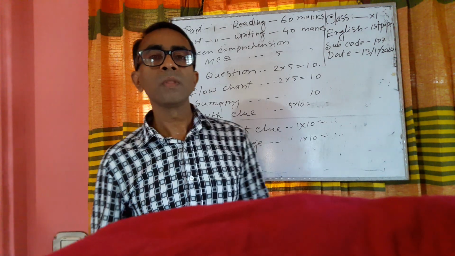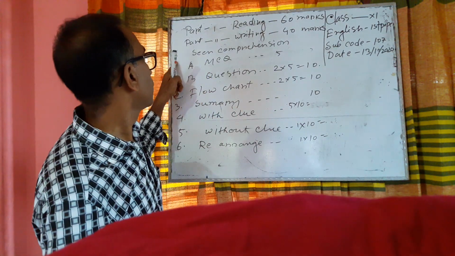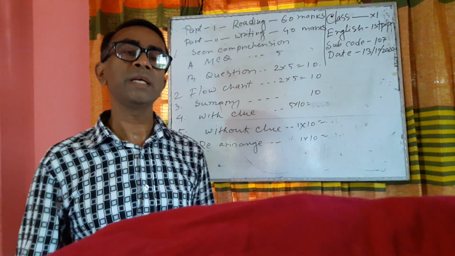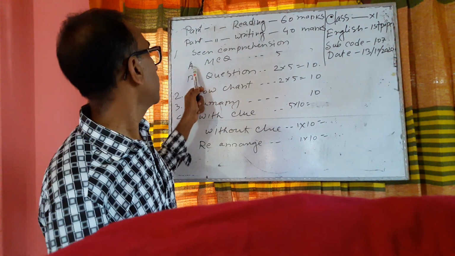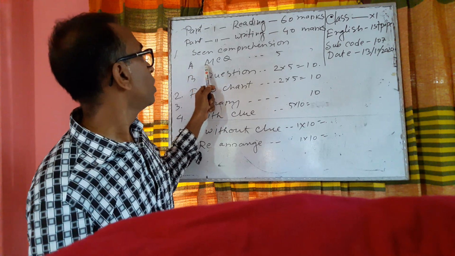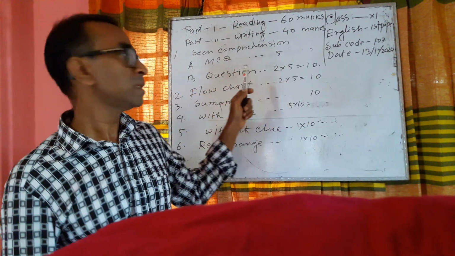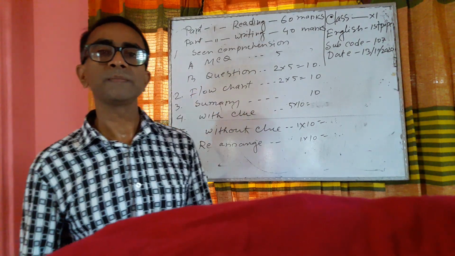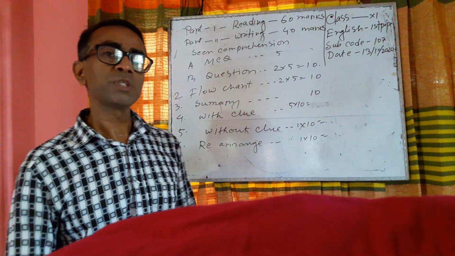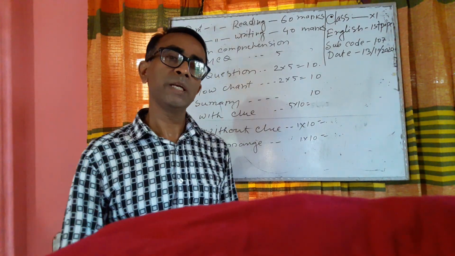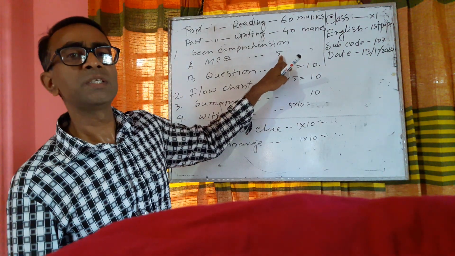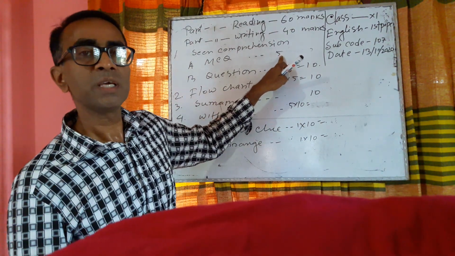Part 1, question number 1. There will be a seen comprehension, and you have to write two items, A and B. Number A, there will be 5 MCQ questions, that means multiple choice questions. You have to answer 5 multiple choice questions. To collect 5 marks, you need to develop your vocabulary skill.